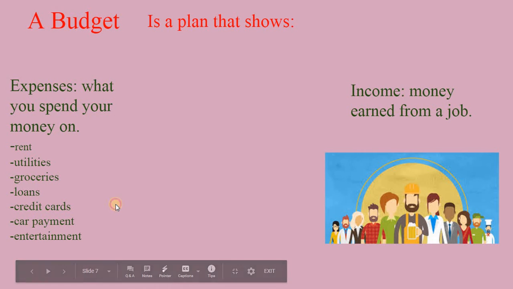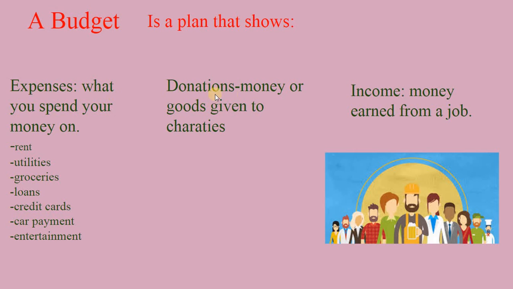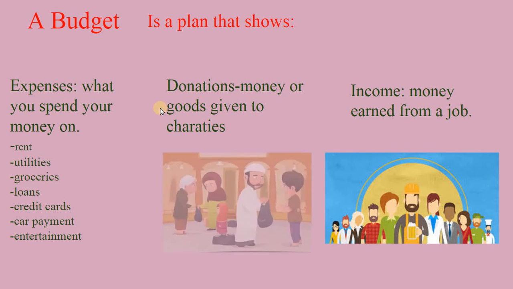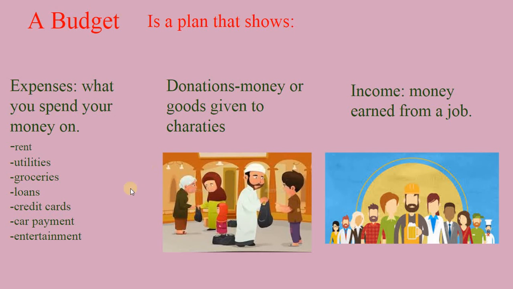Okay, you never know when things happen. Another thing that falls in the budget are the donations, the money or goods you give to charities. All of that is added in a budget, and it's a plan. You have to have a budget so you know how much money you get and how much money you spend, so that you know you're going to make it through that month.